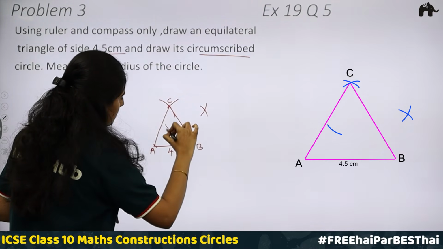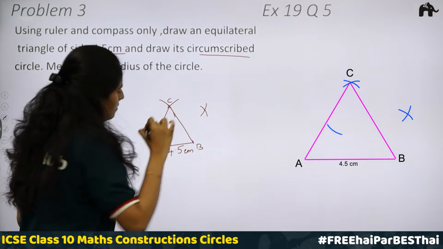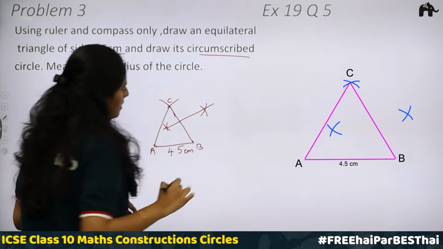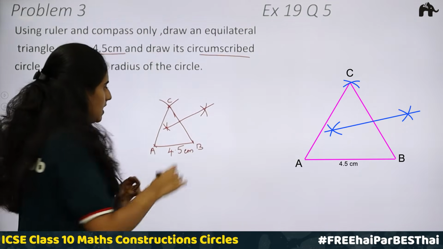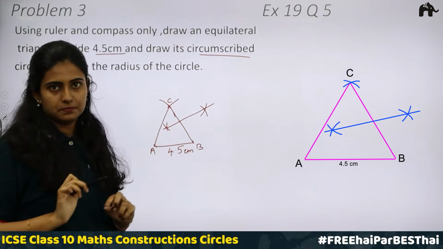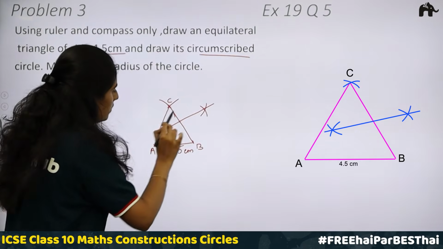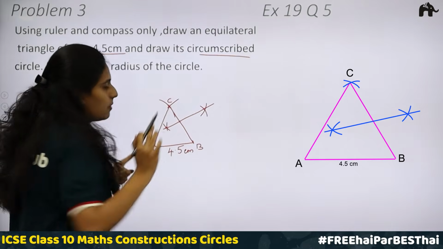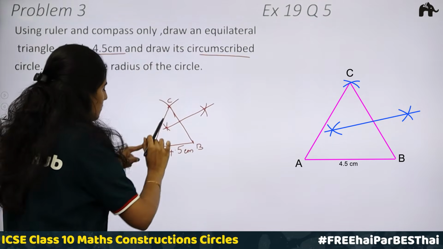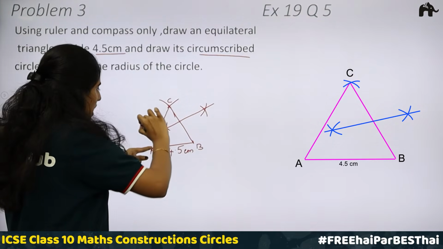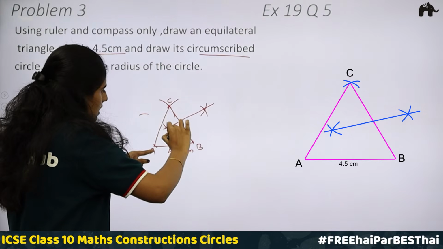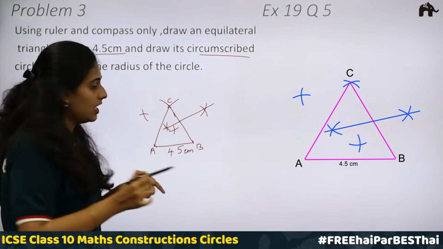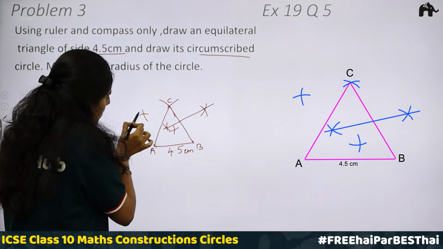Okay. So these are my arcs. Now joining them, this is my perpendicular bisector of side BC. Now we have to draw the perpendicular bisector for AC. To draw it, from point A, we cut an arc here and here. From C also we cut an arc here and here. They will meet at a point.